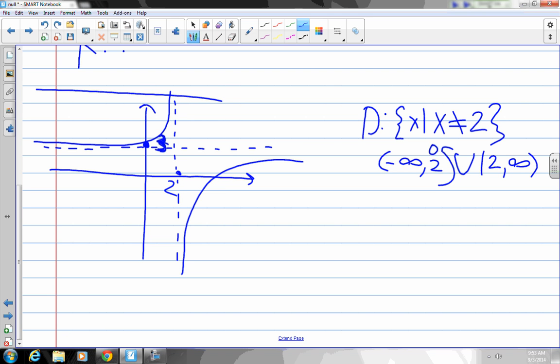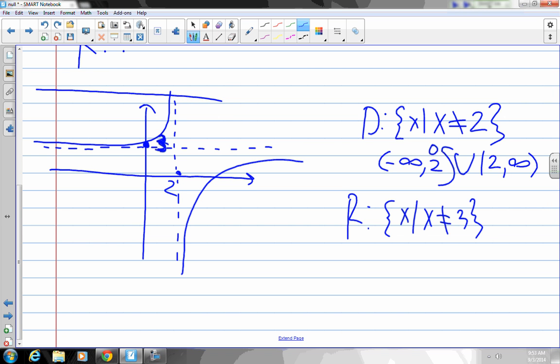Okay. What about the range? Can you find the range of this function? So you're looking at the y-axis. Is everything covered on the y-axis? What's not covered on the y-axis? Well, 3, since we changed that 2 to 3, right? So everything but 3. So you can say the range is everything but 3, right?